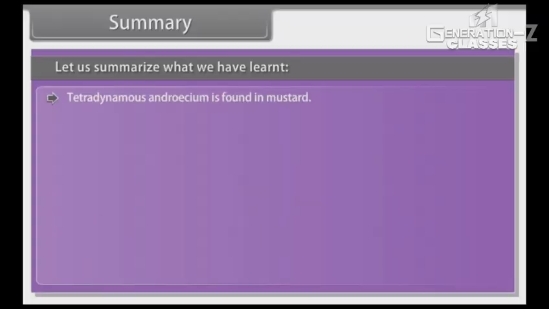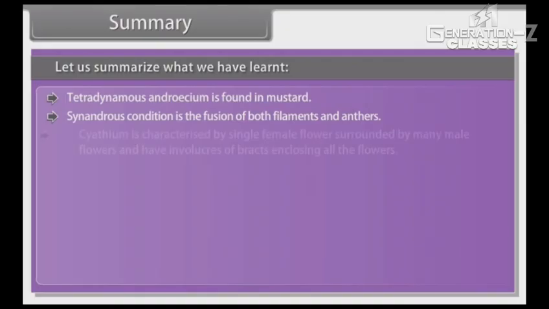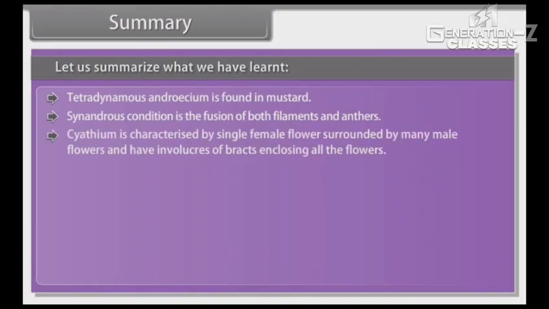Tetradynamous androecium is found in mustard. Synandrous condition is the fusion of both filaments and anthers. Cyathium is characterized by a single female flower surrounded by many male flowers and has an involucre of bracts enclosing all flowers. Monothecous anther is characteristic of Malvaceae.